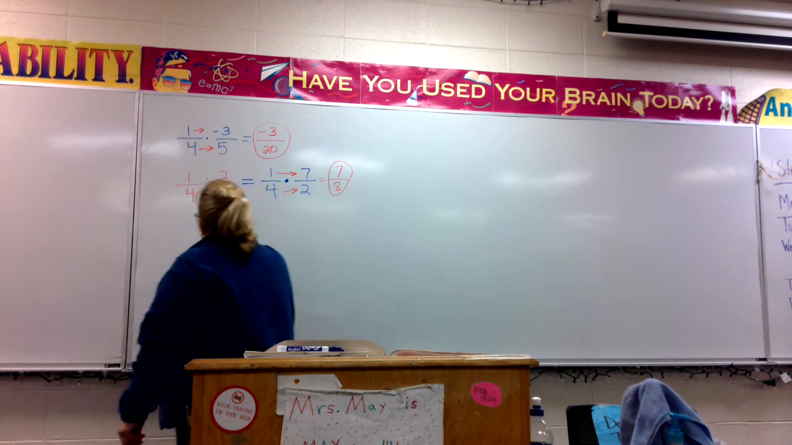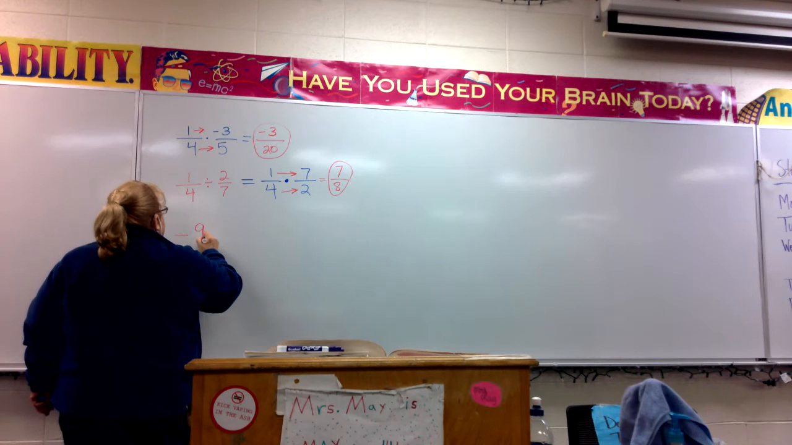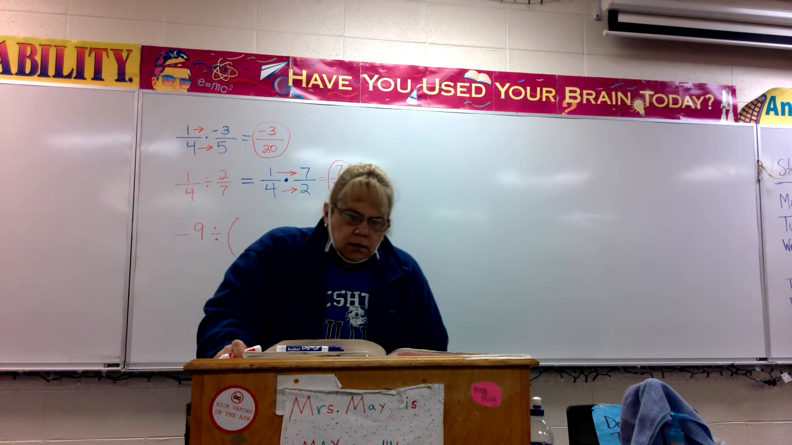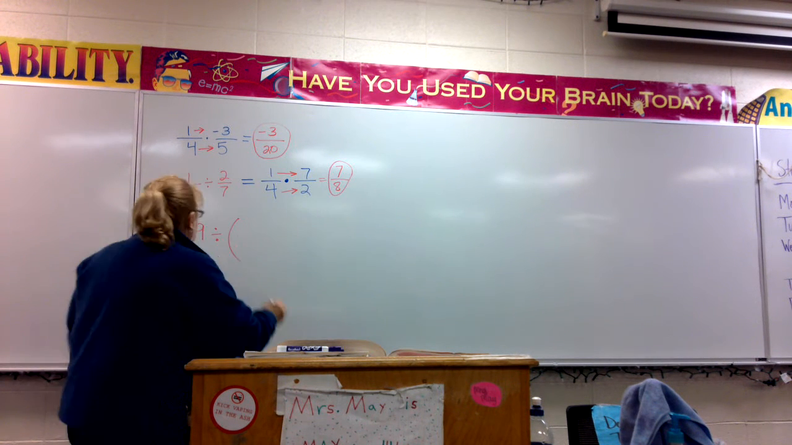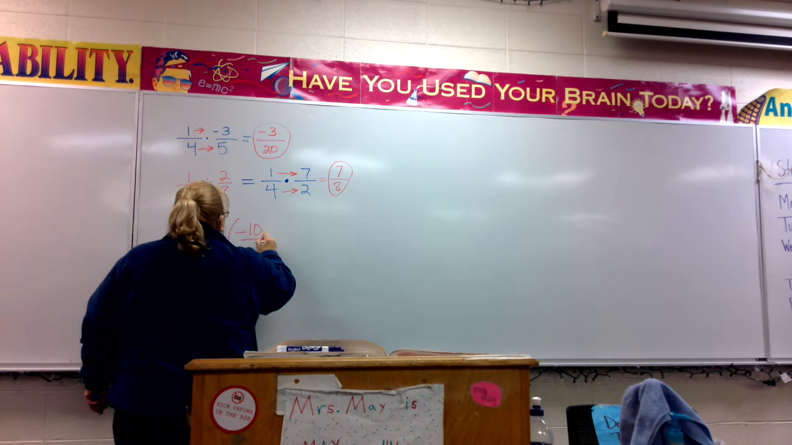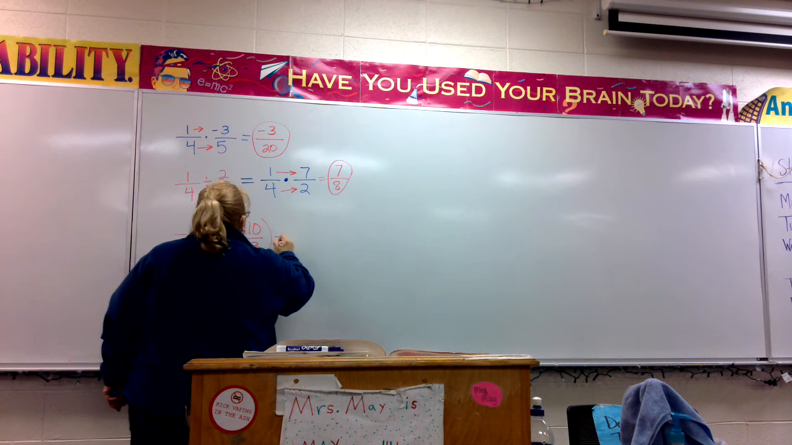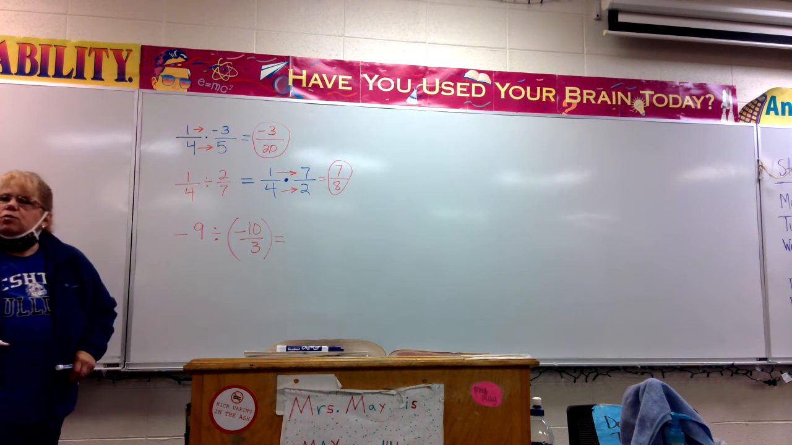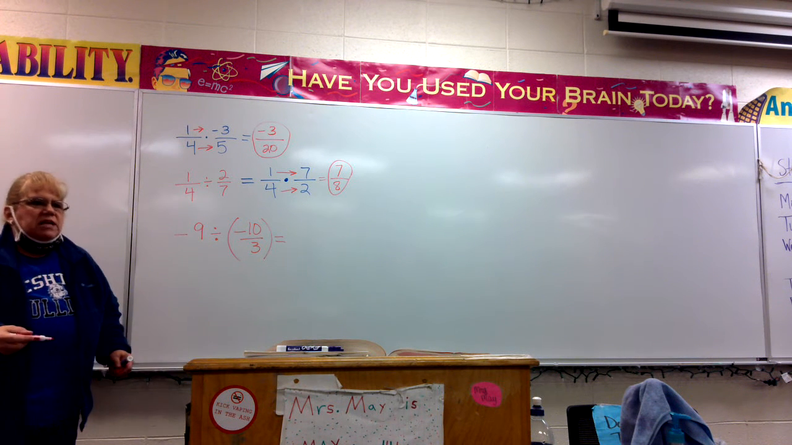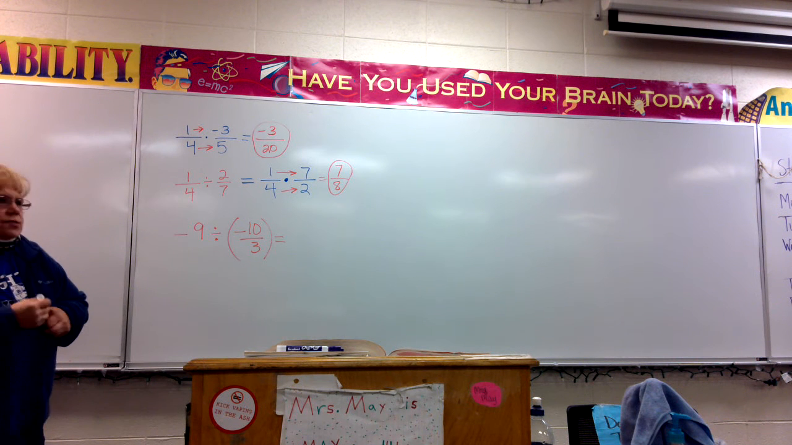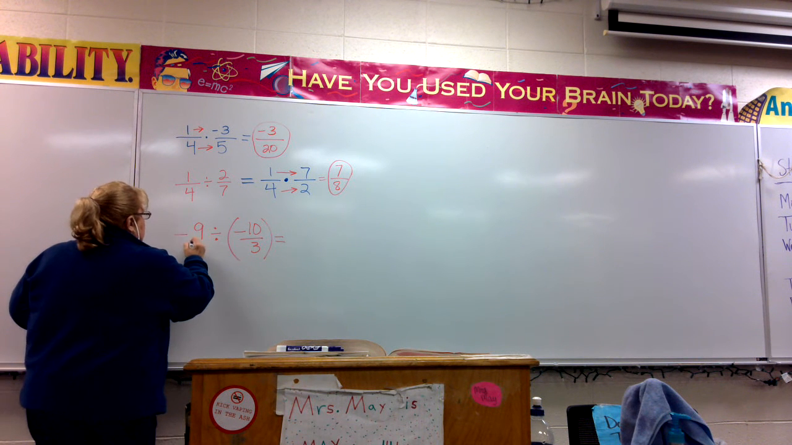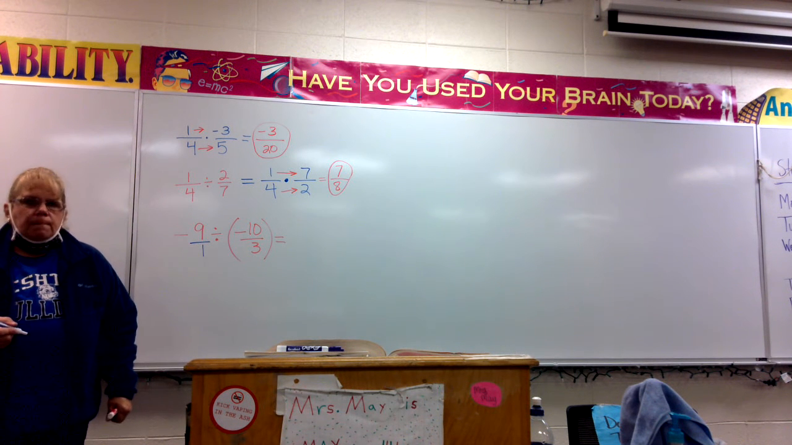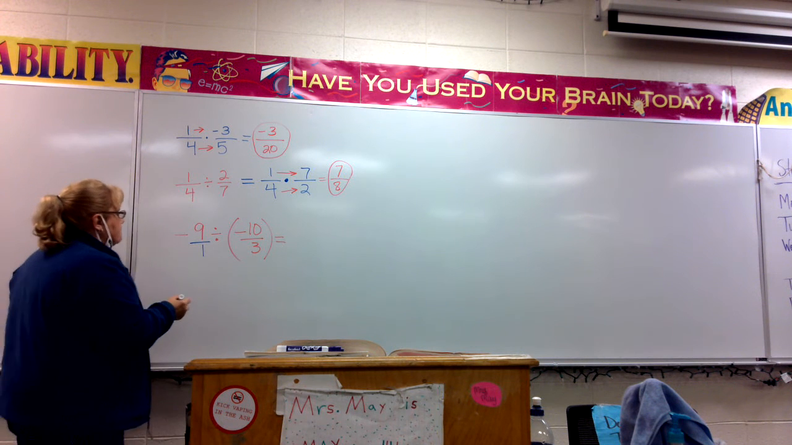-9. How about this? -9 divided by -10/3. Ooh. You know what I want to do? This bothers me. I want to do it right off the bat. I've got to put a 1 under there. Do you mind? So we'll put a 1 under there.